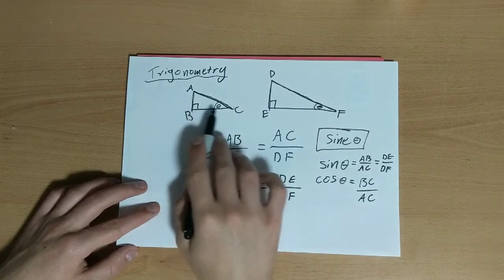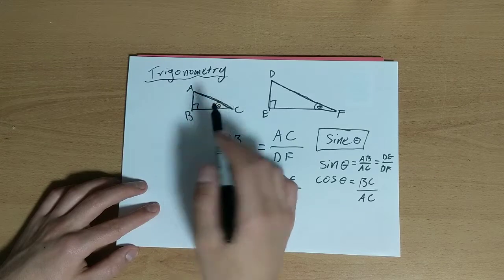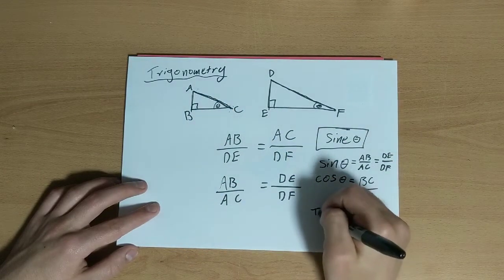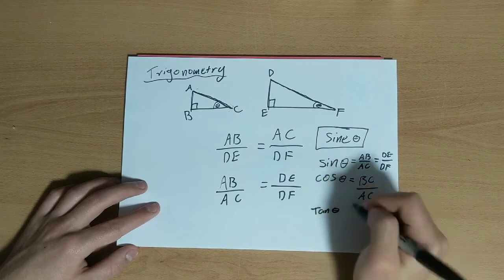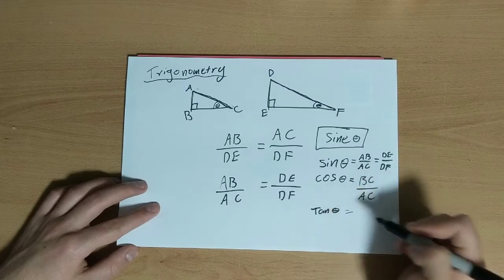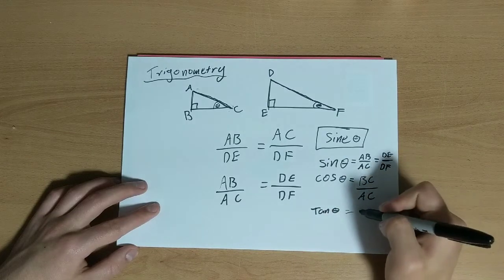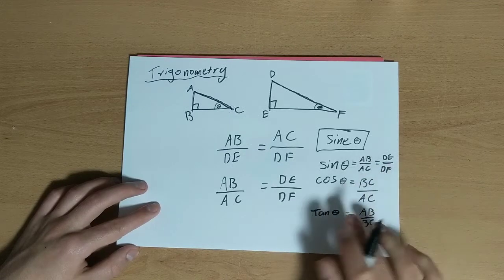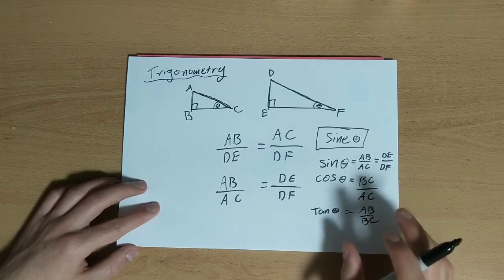The ratio between these two side lengths equals the cosine of the angle. And tan theta, short for tangent, the tangent of the angle, that equals the ratio between AB and BC. Let's summarize this all on a new sheet of paper so that it's all a bit cleaner.